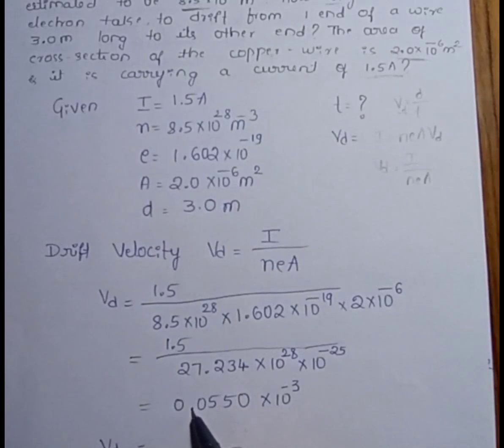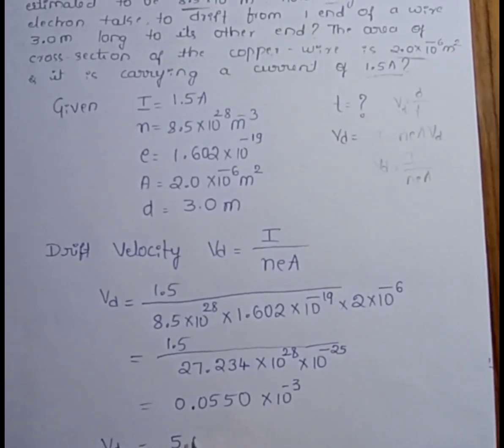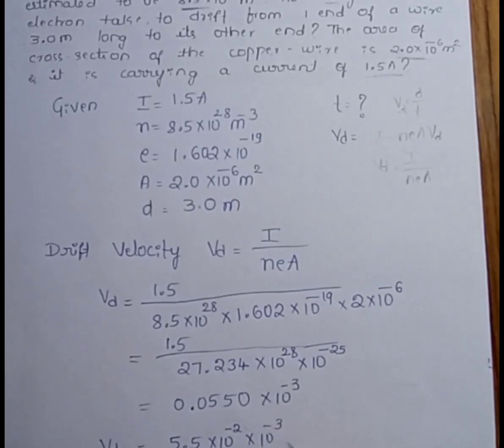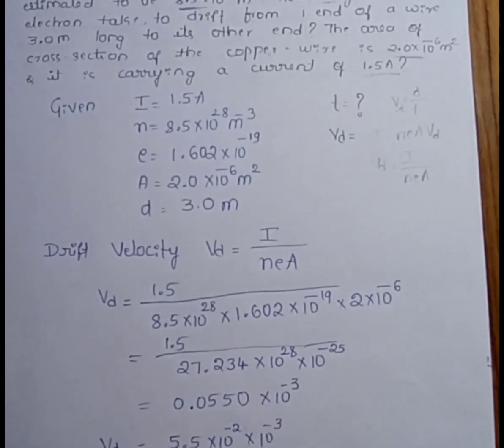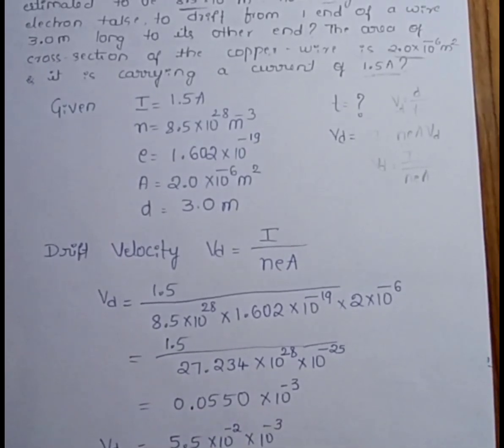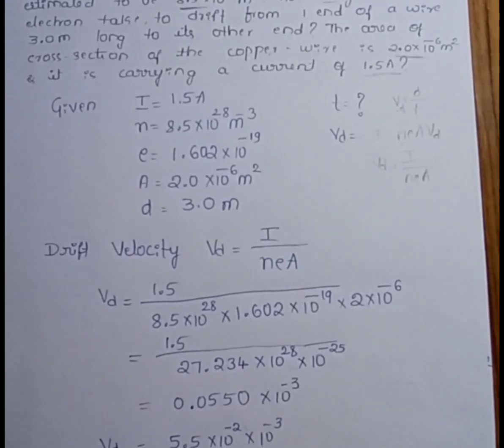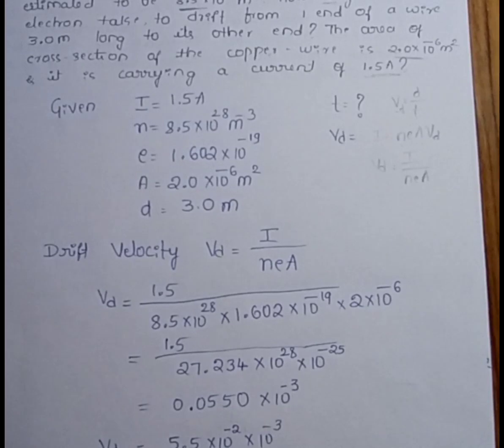Now send this decimal point to the right side, which gives 5.5 into 10 to the power of 1, 2 digits shifted. Since the point shifted by two places, we take minus 2 into 10 to the power of minus 3. Therefore, Vd is equal to 5.5 into 10 to the power of minus 5 meter per second.